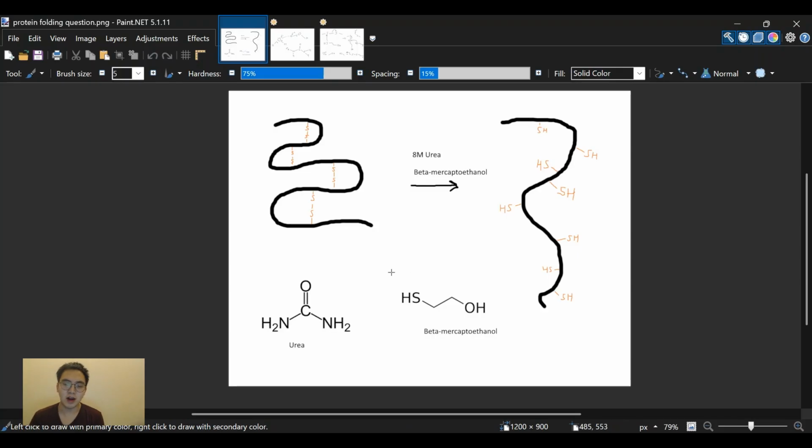You've now broken all of the hydrogen bonds in this protein. You can assume perhaps that because the urea is slightly delta negative and delta positive, it might disrupt the ionic bonds too.